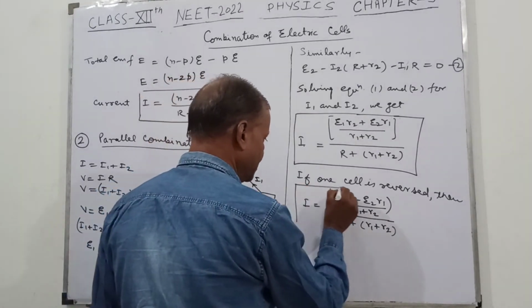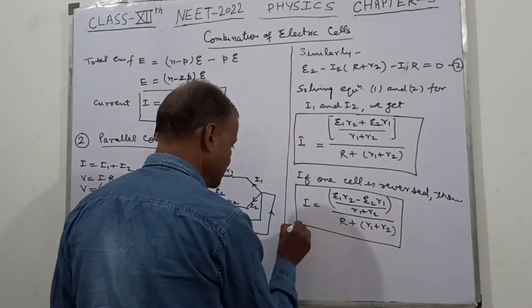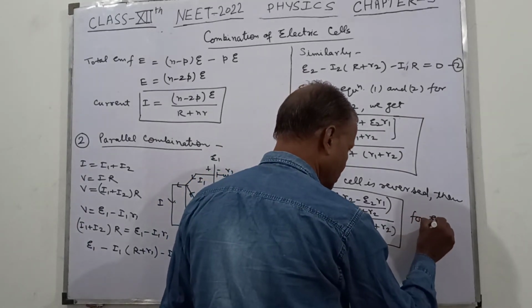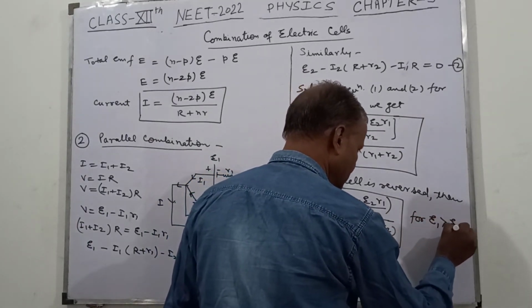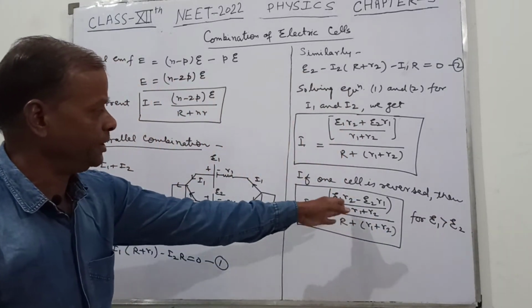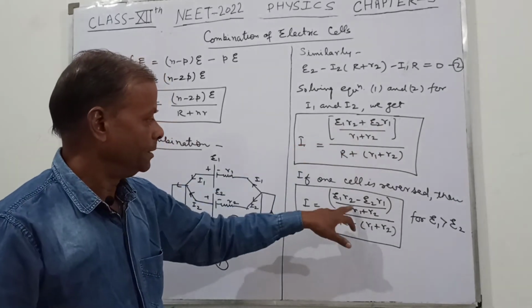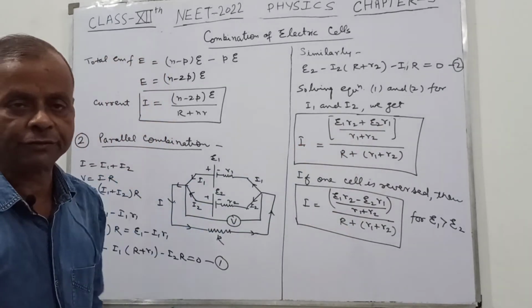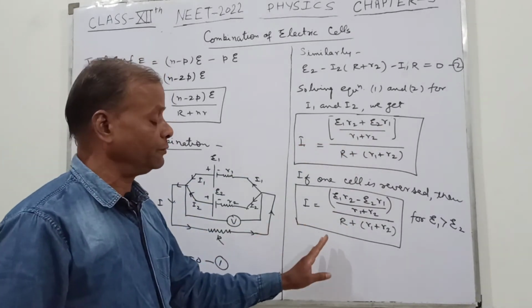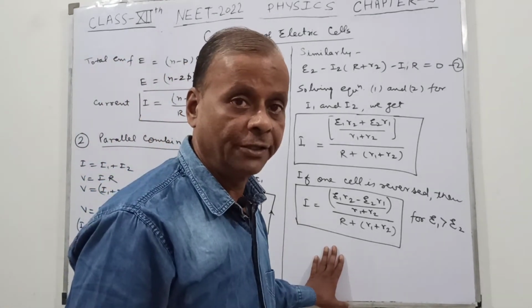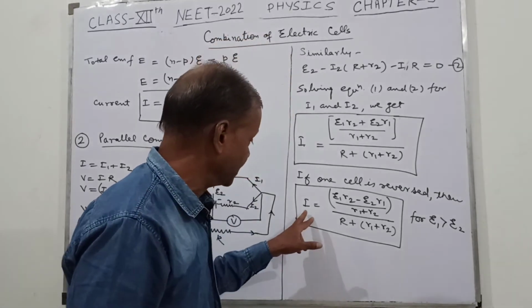And this we have taken for E1 greater than E2. If E2 were greater, then we would take the term E2 R1 first, and then apply it to this one. So this is the current when two cells of different EMF and different resistances are given. Then we have to find the current like this one.